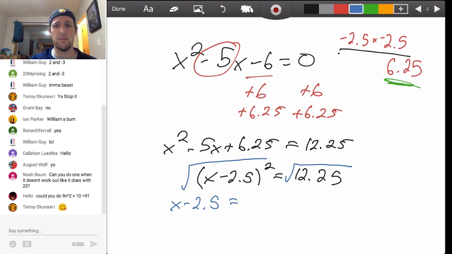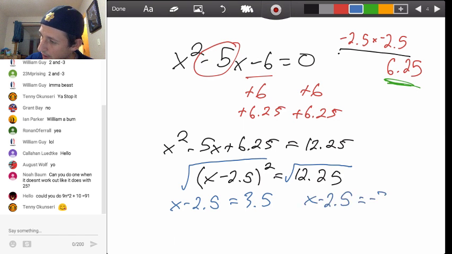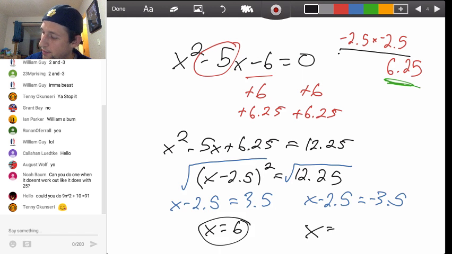Did I get that right? Let me double check just to make sure. I want to use my calculator to be sure I'm not messing that up. Yep, that's 3.5. So I'm doing x minus 2.5 equals 3.5, and x minus 2.5 equals negative 3.5. Adding 2.5 to both sides, I would get 6, and I would get negative 1.